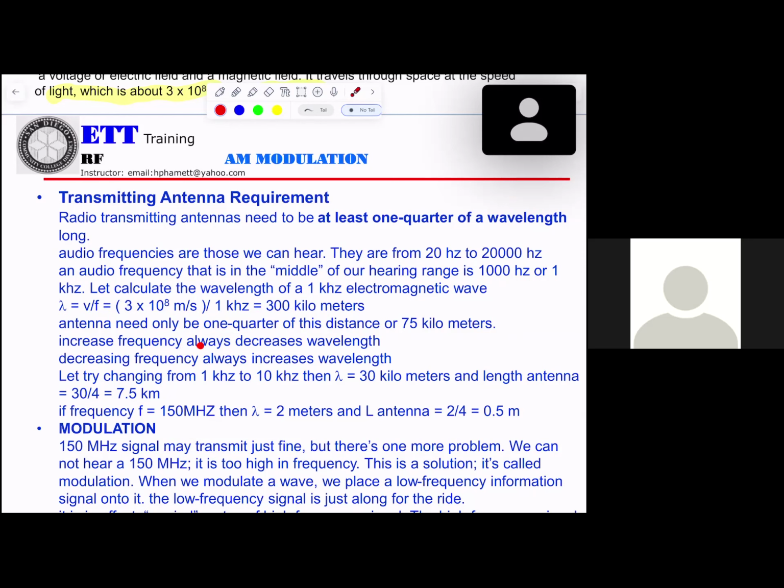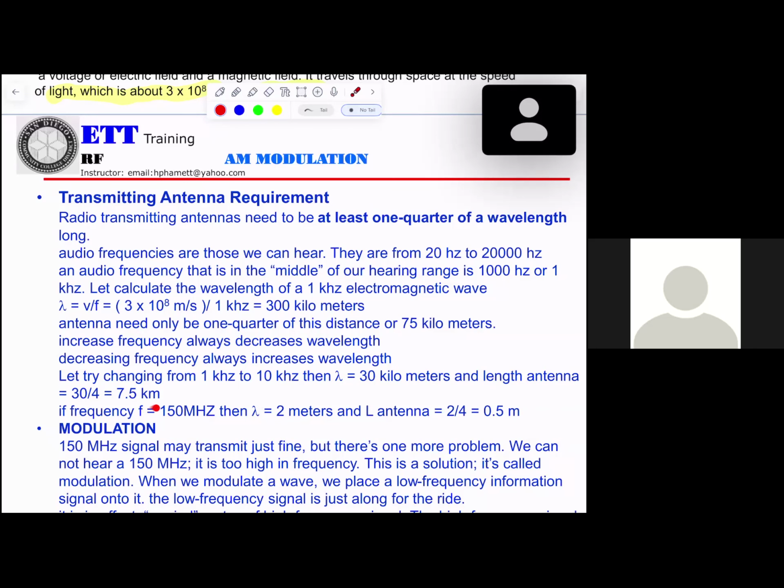Increasing frequency always decreases the wavelength. Decreasing frequency always increases the wavelength. Let's try changing from 1 kHz to 10 kHz. So lambda equals 30 kilometers, and the length of the antenna will be 7.5 kilometers.